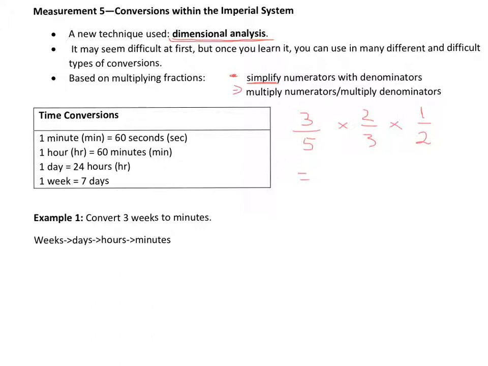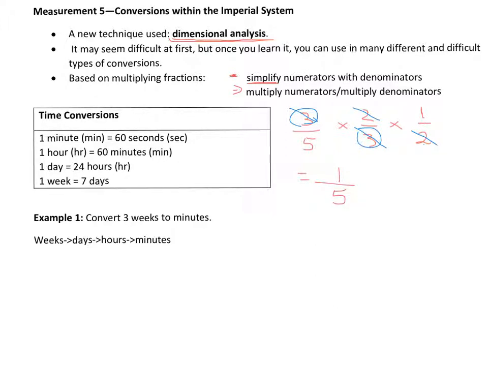So for instance, I have a 3 in the numerator here and a 3 in the denominator here. Well, 3 divided by 3 is 1, so those simplify out. Sometimes we say they cancel out. Notice that I have a 2 in the numerator and a 2 in the denominator as well. Those simplify out. Then I take what's left and I multiply across the numerators, so I really only have 1 left in my numerators. And in my denominators, I have 5 left.